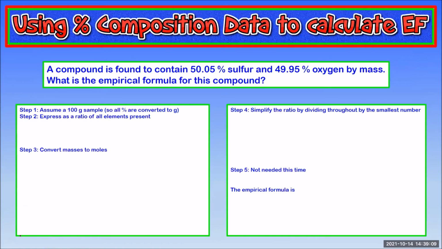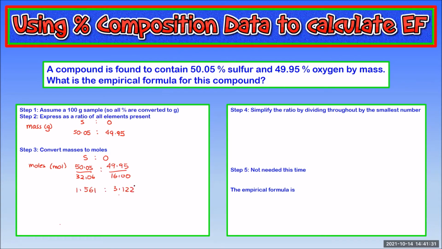Let's try an example. A compound is found to contain 50.05% sulfur and 49.95% oxygen by mass. What is the empirical formula for this compound? Let's just follow our method. Step 1, we're going to assume we have a 100 gram sample. So that will mean we have 50.05 grams of sulfur and 49.95 grams of oxygen. And we're going to express that as a ratio. Now we're going to convert those masses to moles by dividing by the relative atomic mass. We're going to run those through the calculator.